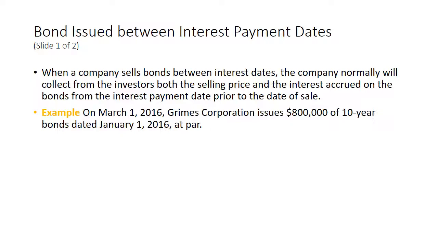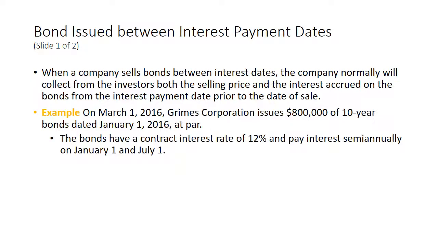On March 1st, Grimes Corporation issues $800,000 10-year bonds dated January 1, 2016 at par. The bonds have a contract interest rate of 12% and pay interest twice a year, January 1 and July 1. Now remember, the bonds started accruing interest January 1 because that's when they're dated. They were sold March 1st. Whoever owns the bonds on July 1 will receive 6 months worth of interest.